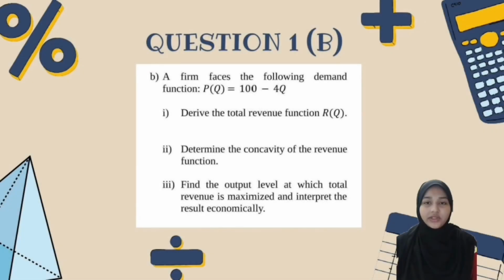I will be presenting question 1b and question 2b. Now question 1b, face the following demand function, P = 100 - 4Q. First, derive the total revenue function. Second, determine the concavity of the revenue function. Third, find the output level at which total revenue is maximized and interpret the result economically.